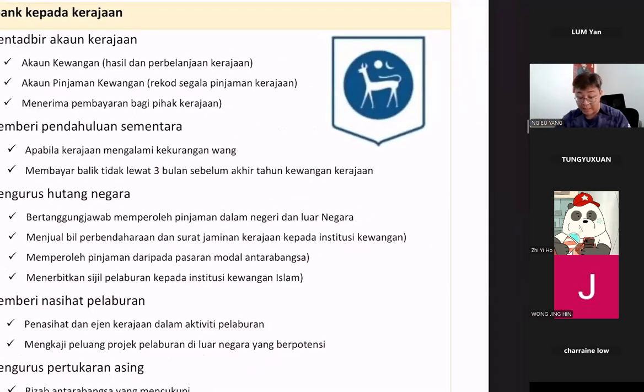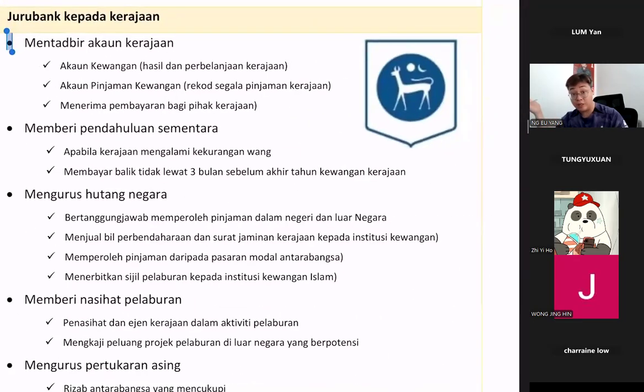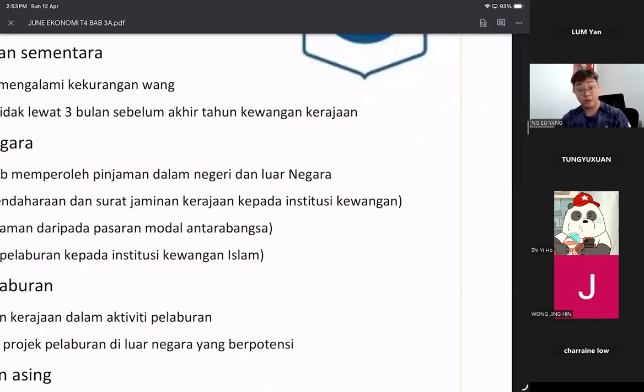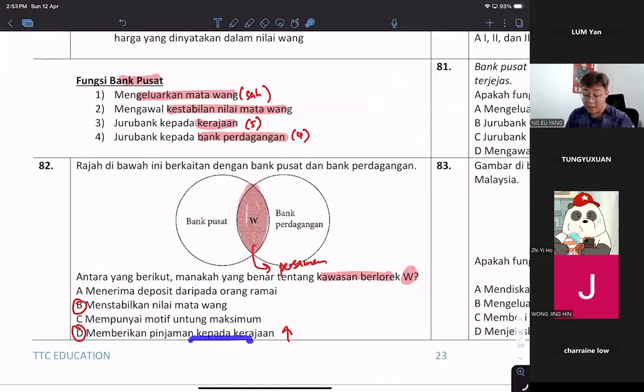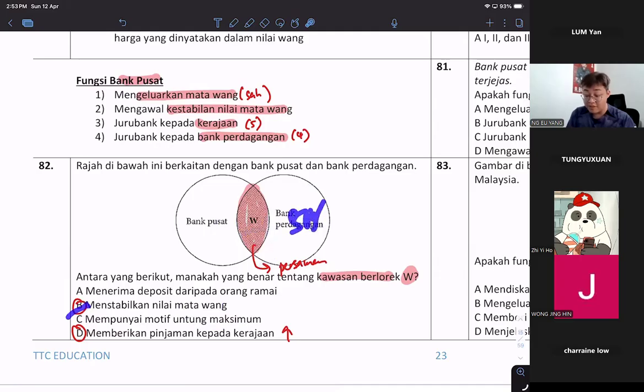So that's why from the second sentence, for both memberi pendahuluan sementara and mengurus hutang negara, we can see that kerajaan is actually getting the pinjaman from bank pusat and then the institusi keuangan, which is from bank perdagangan. Okay, so that's why this is much more precise, while this is only 100% true. This is 50% true, because they're just listening to the command of bank pusat. The intention for bank perdagangan is memaksimalkan keuntungan. So this is correct, but only 50% for bank perdagangan. But this is true for each side. So bank pusat and bank perdagangan are just going to control the money, and they can try to lend the money to kerajaan. Okay, so donkey is much more specific.